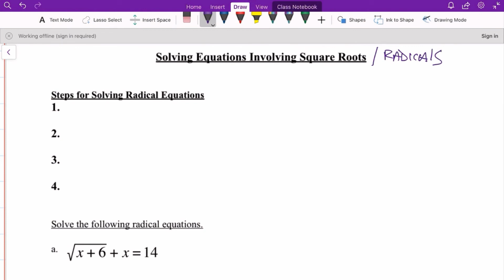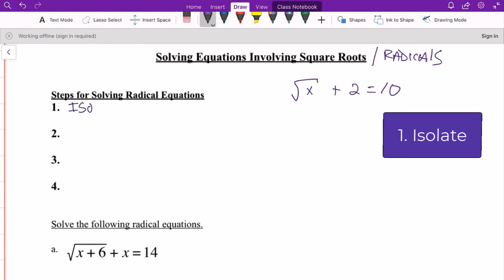So let's get through the steps. I'm going to write out the steps on how I like to approach these, and then we're going to work through these 5 examples. The first thing you want to do is, I'm just going to write a very simple example over here just so we have some reference. If I had the square root of x plus 2 equals 10. All right, very simple example. The very first thing you're going to want to do is isolate your radical.